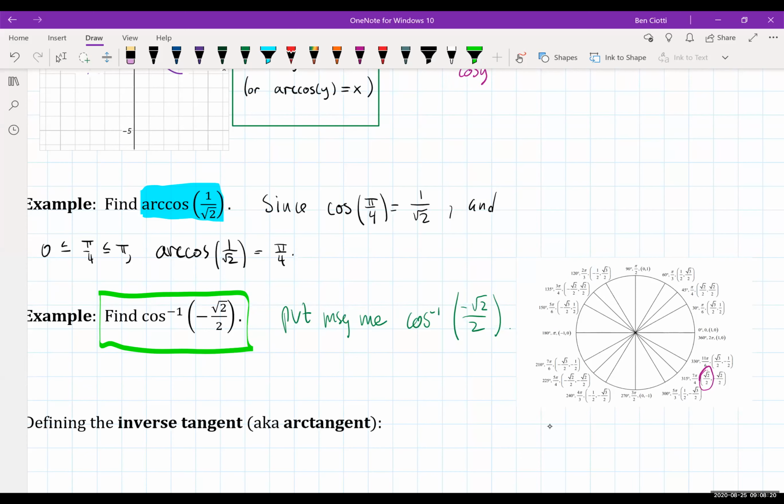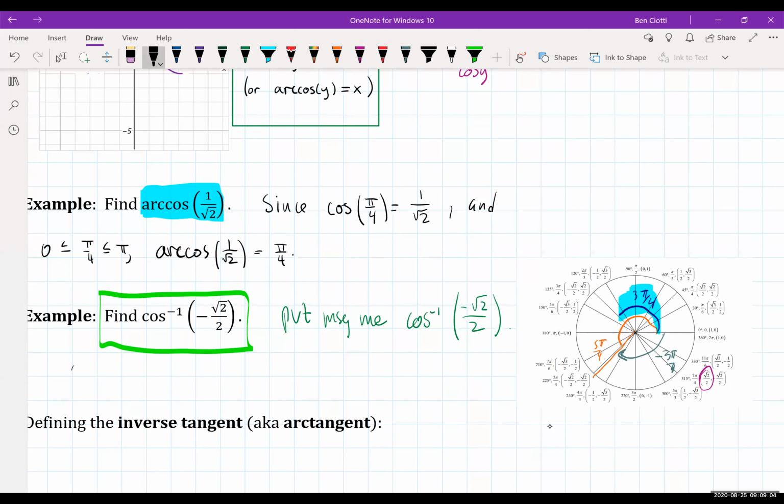So there are obviously many different angles whose cosine is negative root 2 over 2. This angle, 3 pi over 4, has its cosine equaling negative root 2 over 2. This angle, which is 5 pi over 4, has its cosine being negative root 2 over 2. This angle, which is negative 3 pi over 4, has its cosine being negative root 2 over 2. And I could go on. Only one of those is inside 0 to pi. And that's the one that's going to be the cosine inverse, and that is the 3 pi over 4 angle.